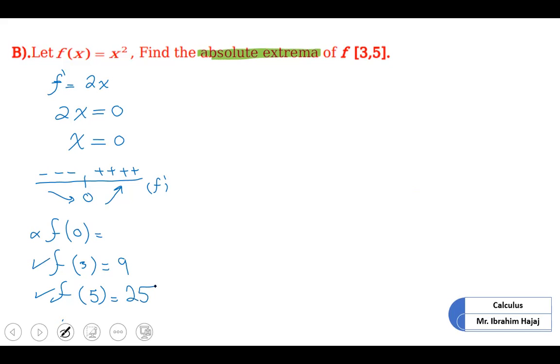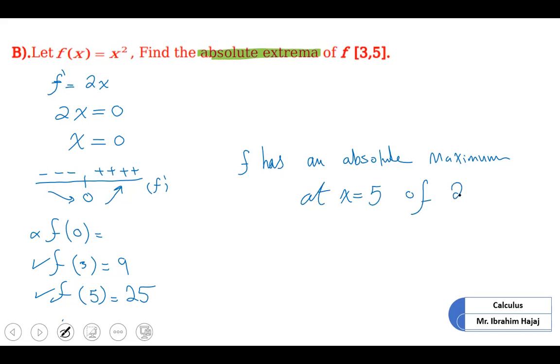So for this function, we will finally write that f has only an absolute maximum at x equal to 5, with a value of 25. Okay, that's it. And no absolute minimum. Okay, next question.